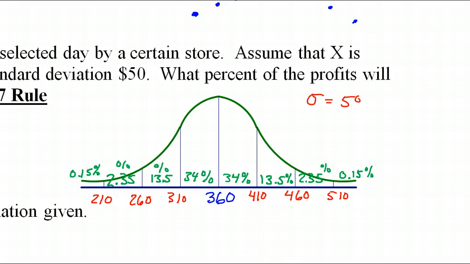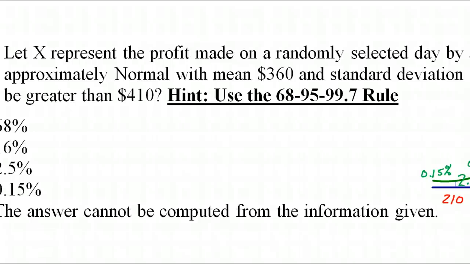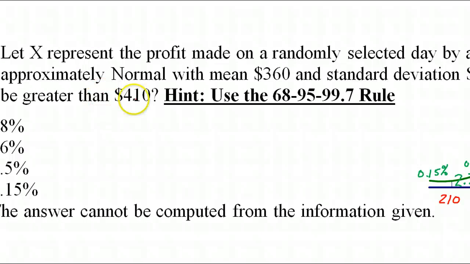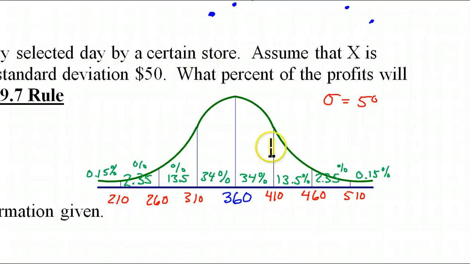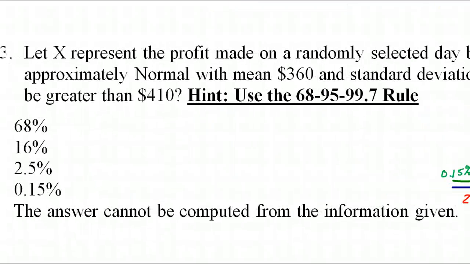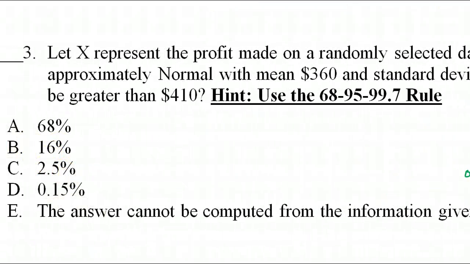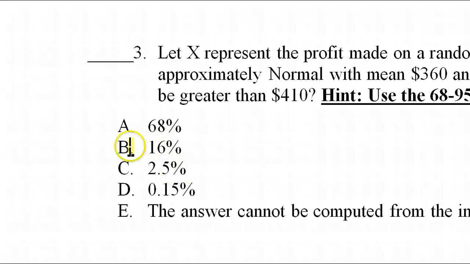Okay, so the question they're asking us is, what percent is greater than $410? Okay, well, here's $410. Greater than $410 would be to the right, like this. So all I need to do is add up these three numbers. If I add them up, that turns out to be 16%. Oh yeah, multiple choice. So that's why the answer is B.